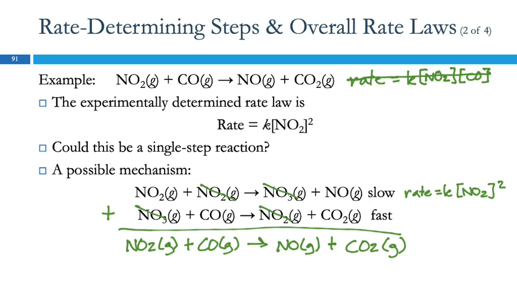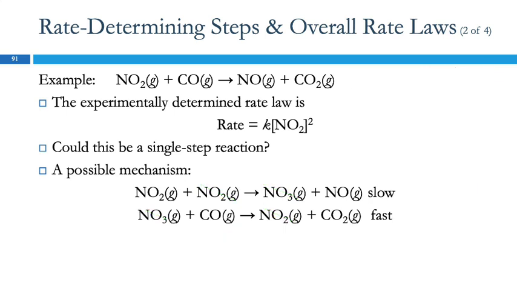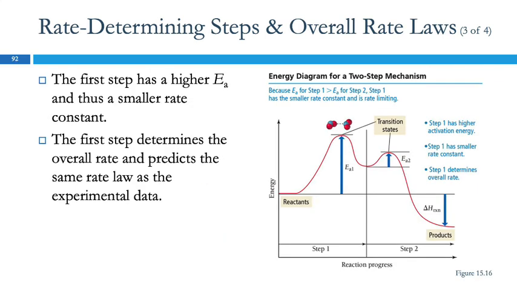The other thing that has to happen is we can deduce a rate law from the mechanism, and that needs to agree with the experimentally determined rate law. So let's look at that. Well, I guess we'll look at that in a minute. So in that example, the first step has a higher activation energy, and so it has a smaller rate constant, and it has a slower rate. So here, it takes this much energy to get up to this first transition state.